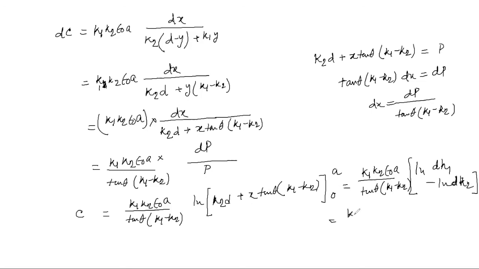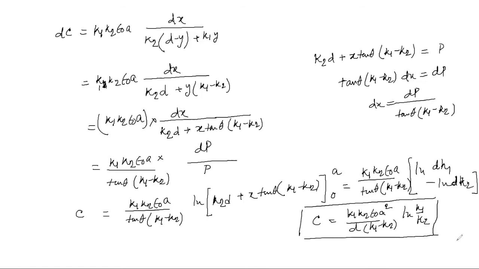So this is K1 K2 epsilon naught A over tan theta. Tan theta is basically D by A, right? So A gets squared, K1 minus K2, and the ln D K1 by D K2, so D gets cancelled, ln K1 by K2, and so this is your answer. So C equals K1 K2 epsilon naught A squared. A squared is basically the area of the plate, divided by D times K1 minus K2, times ln K1 by K2.